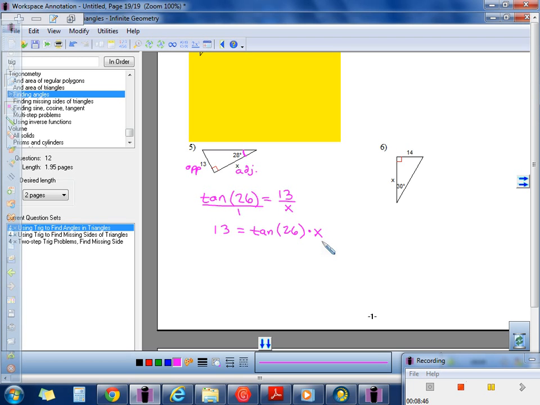Now, we've done a lot of math problems like this before. Sorry, I meant 28 on these. 28. Divide by tan 28 to get x alone.